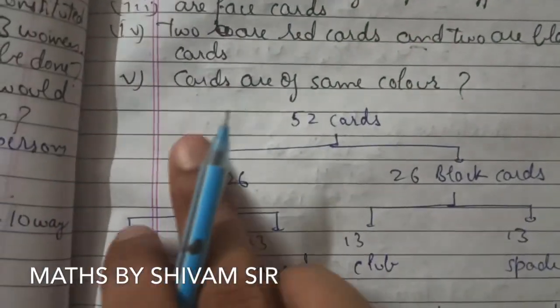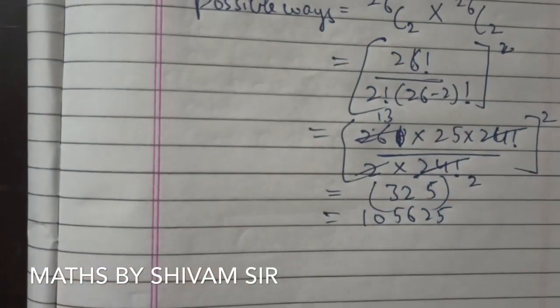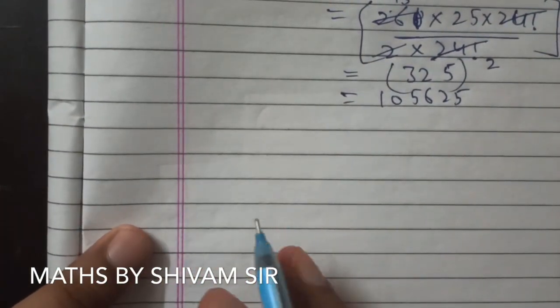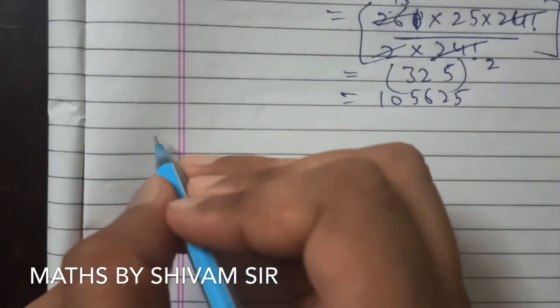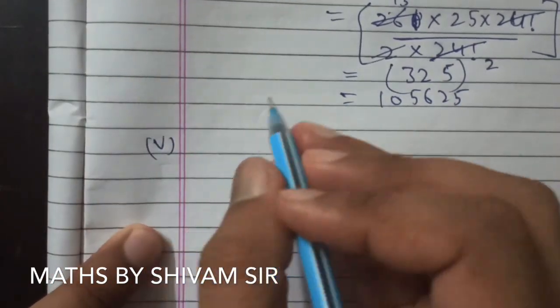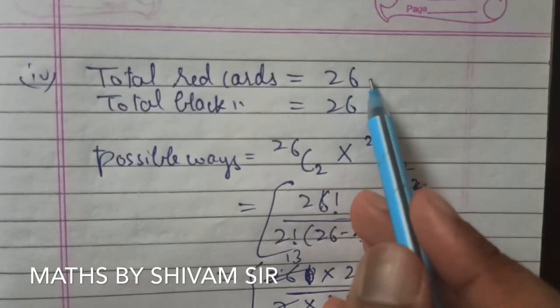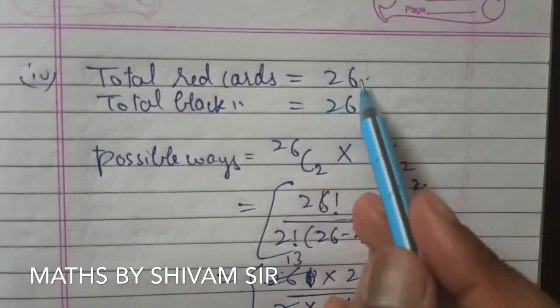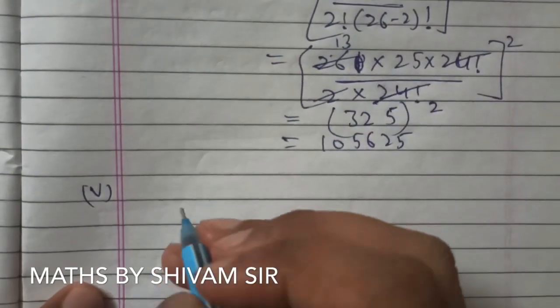Next we have fifth part. So in fifth part we have cards are of same color. So either we can select all 4 cards from red cards, or we can select all 4 cards of black color, right? So fifth part. So total red cards is again 26 and black cards are 26. Now we have to select either 4 cards from this or 4 cards from this. So or means plus.